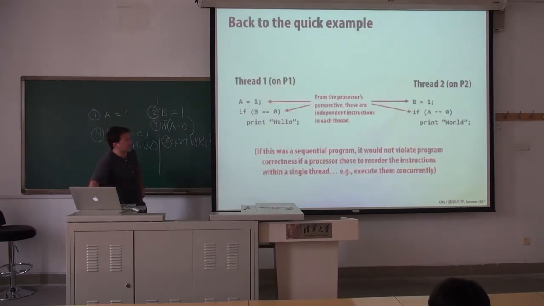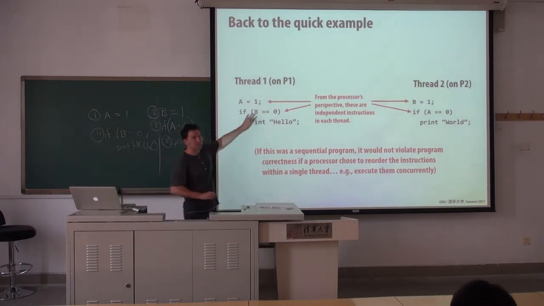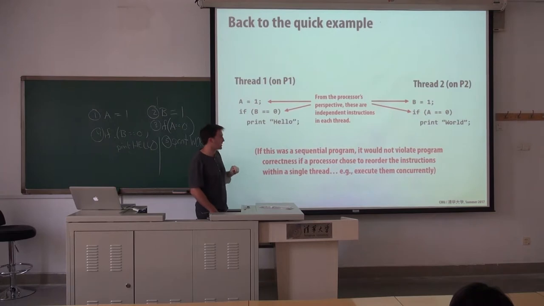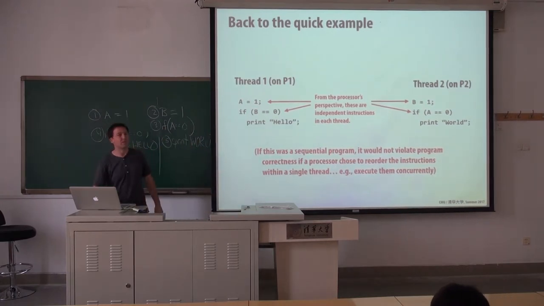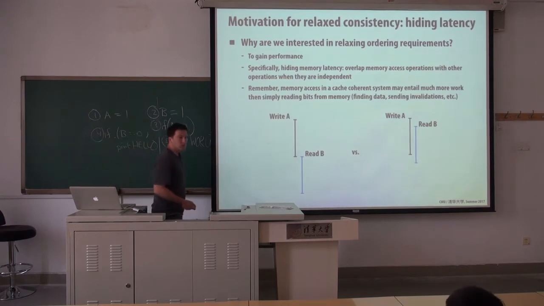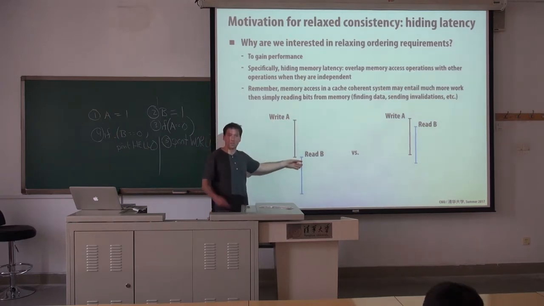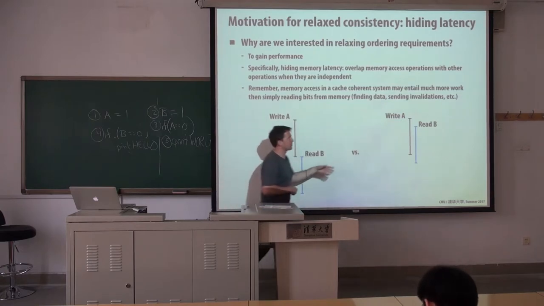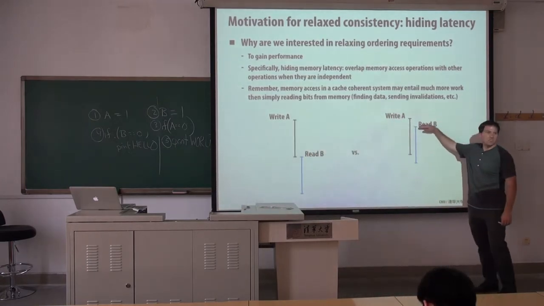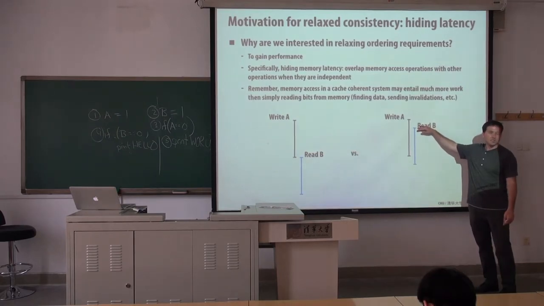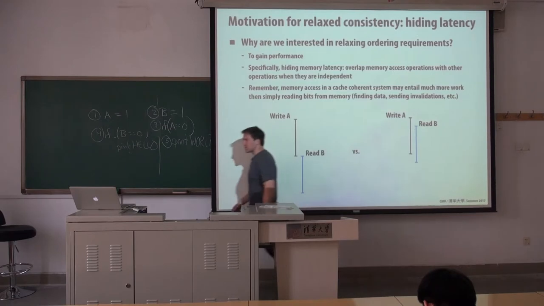So let's go back to this example. And that's what I said. From the processor's perspective, from any one processor, these are independent instructions, and so they could be reordered. So in general, it makes a lot of sense to allow independent instructions to be reordered. Like, for example, imagine if we had write A and then read B, which was exactly what our program was. It seems silly to wait until the write is completely committed, completely done, before we read B. We should maybe, while the write is going on, just immediately start reading B. But, you know, we can get into some trouble.